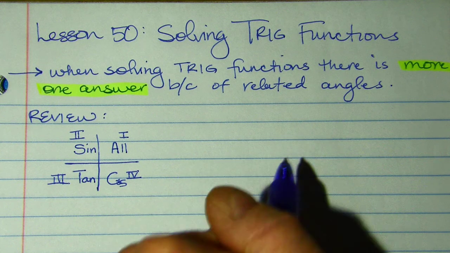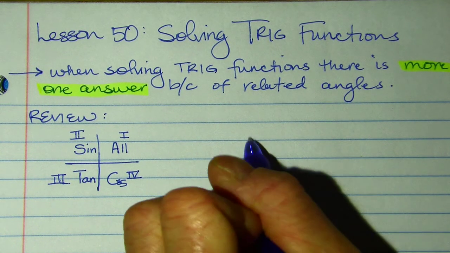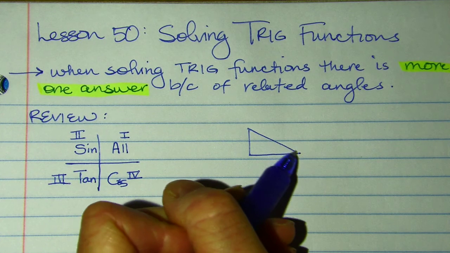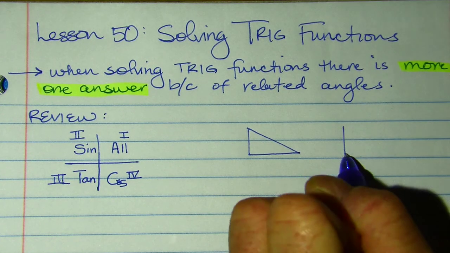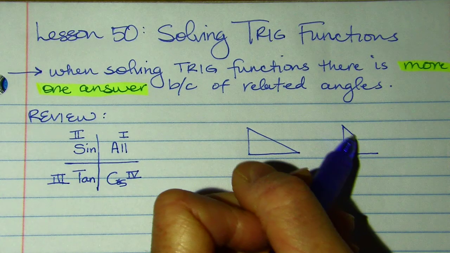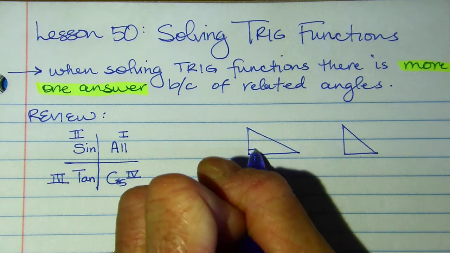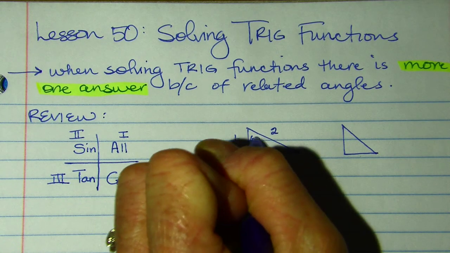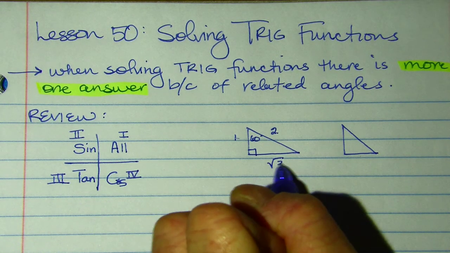Also, I want to review our reference triangles because you should have those memorized and you should also have them drawn somewhere, because you need to either have those memorized or have a visual. So here are your 30, 60, 90.